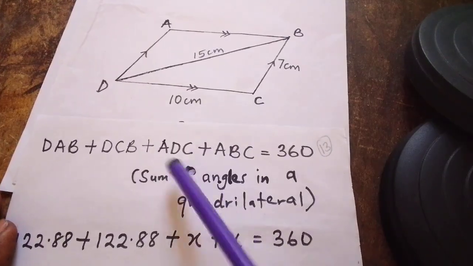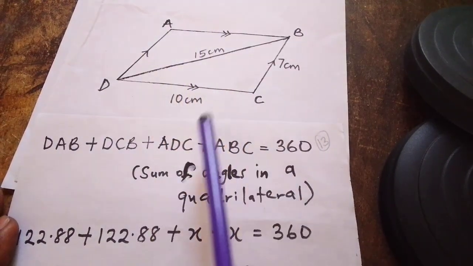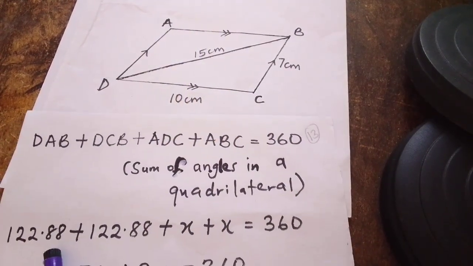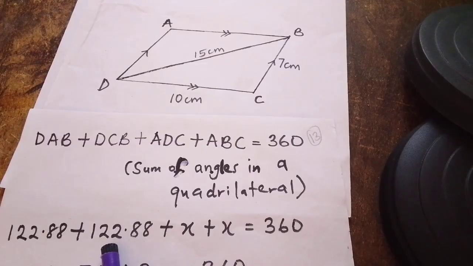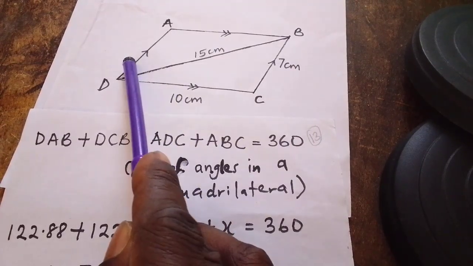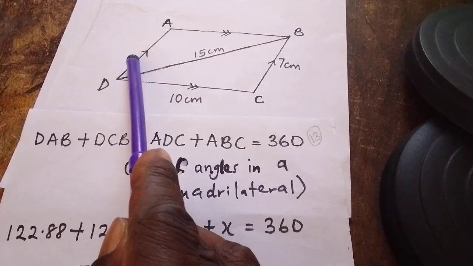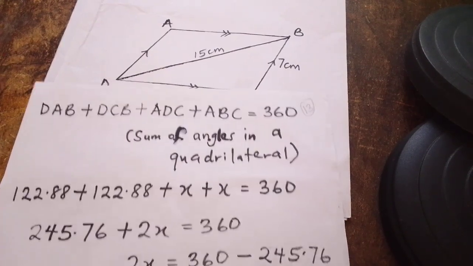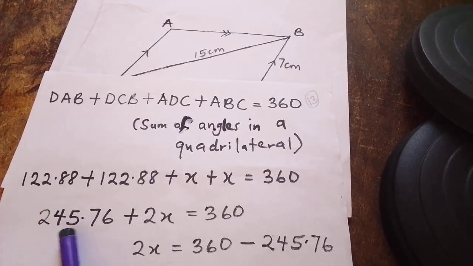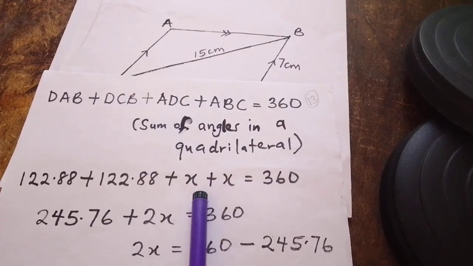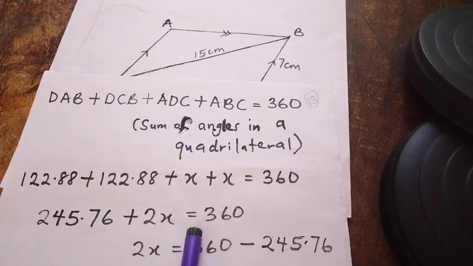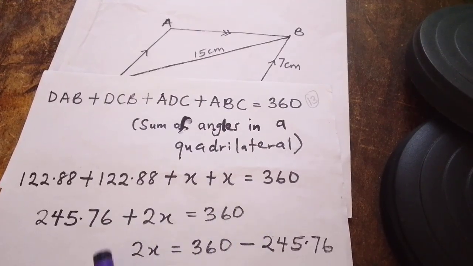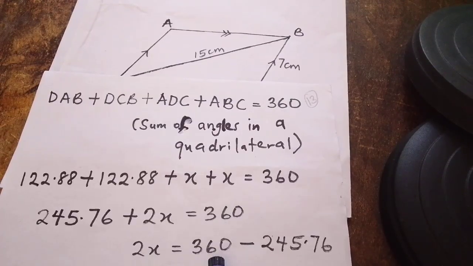So we have known these two angles, this one and this angle, which is 122.88 plus 122.88 plus, since these two angles are equal, let's use x to represent each of them, plus x is equal to 360. When you add these two angles together, it gives you 245.76 plus 2x equals 360. So your 2x will be equal to 360.